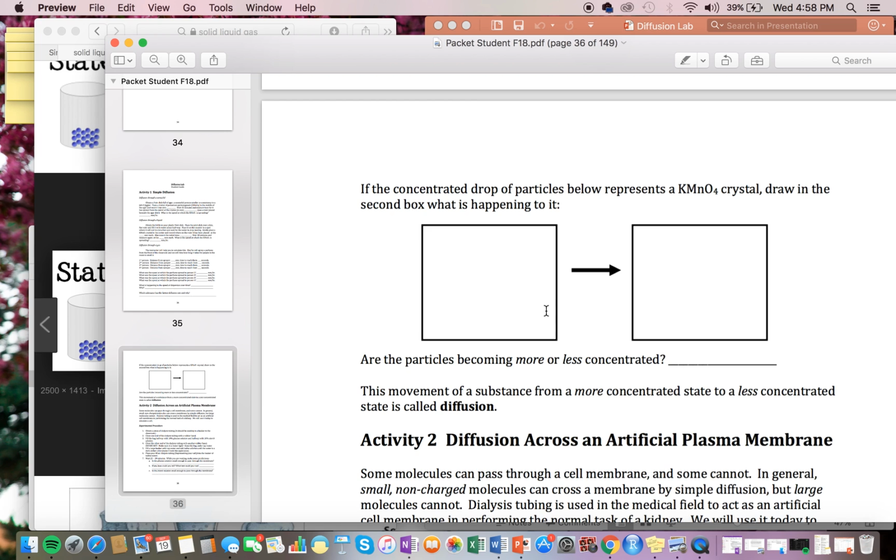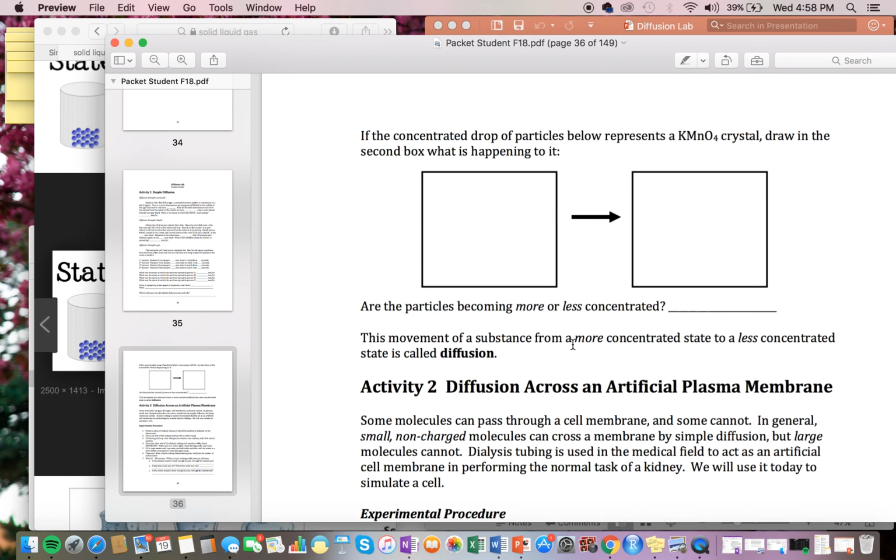All right. So in these boxes, you would have put something like this. So you put a concentrated drop of particles in this box, and then you're drawing in the second box what happened to it. Over time, you saw in your petri dishes and your liquid dishes that the molecules did spread out, and so this is just more of a visual showing that diffusion is the movement of a substance from a more concentrated state to a less concentrated state.